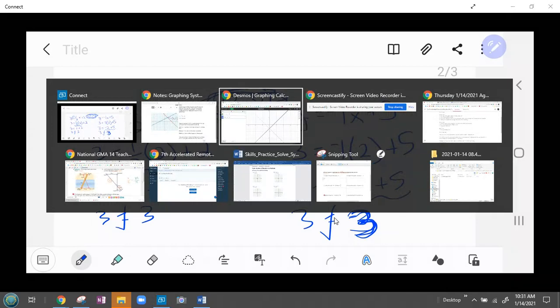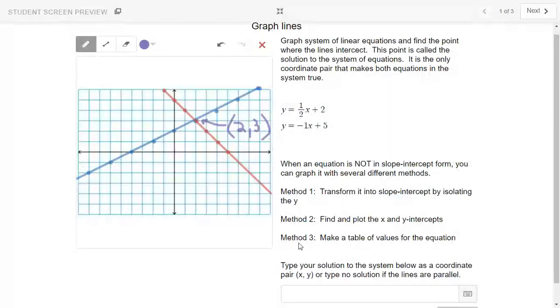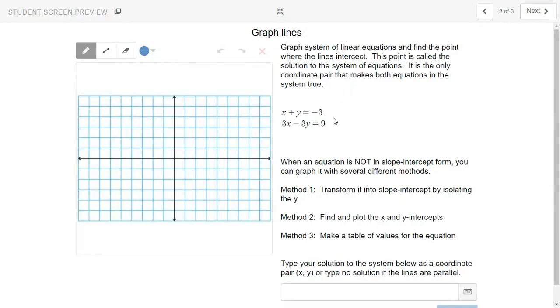Now we have to jump back to this and try a different problem. There are going to be tricky problems where, oh no, it's not in slope-intercept form.